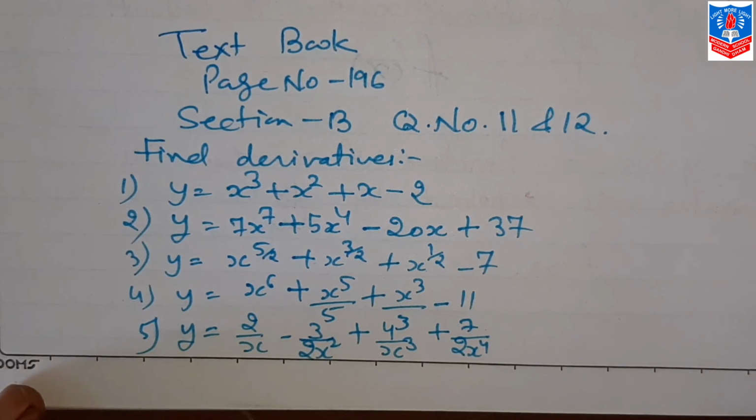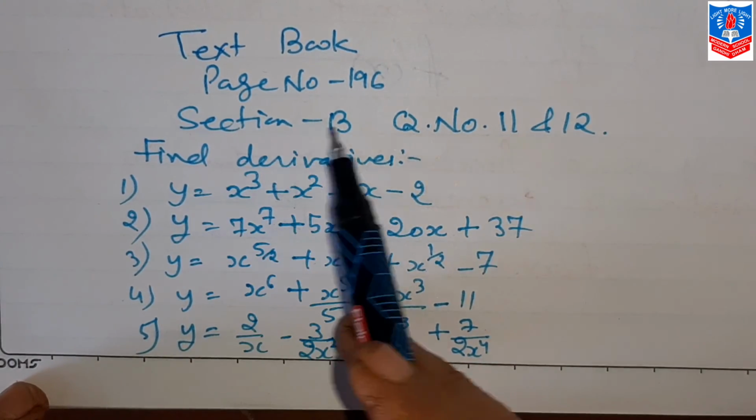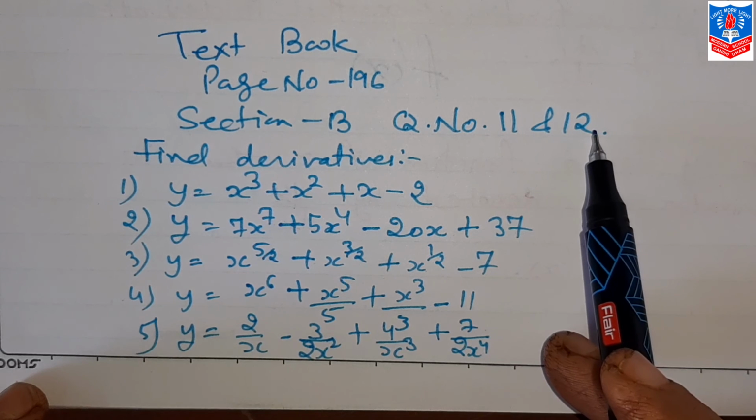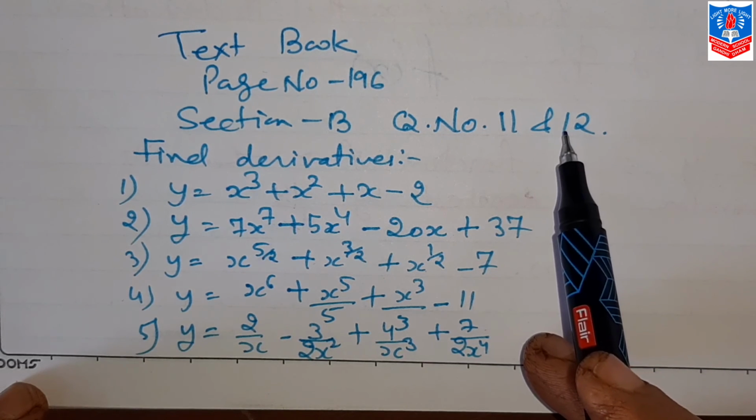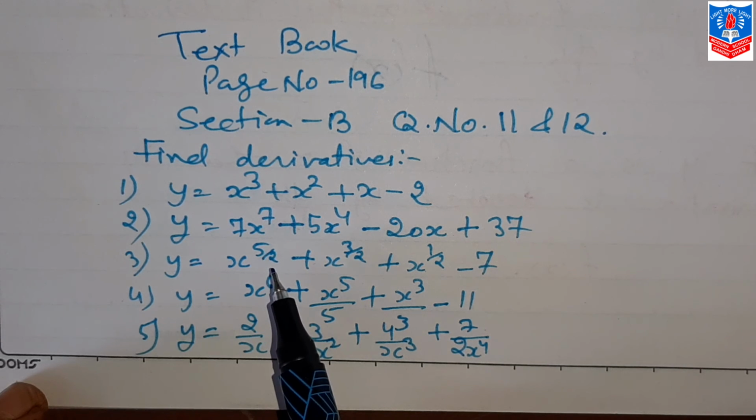Today's homework: textbook, page number 196, section B, question number 11 and question number 12. These 2 questions only, and these 5 questions I have written. You are supposed to find the derivative.